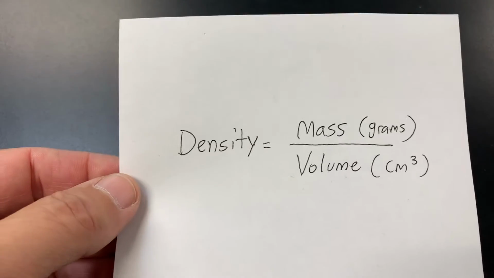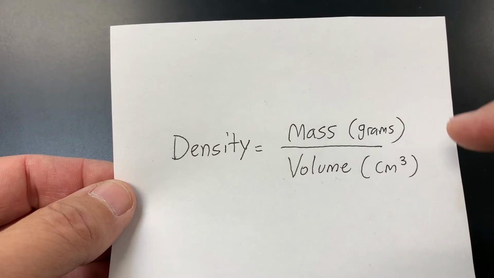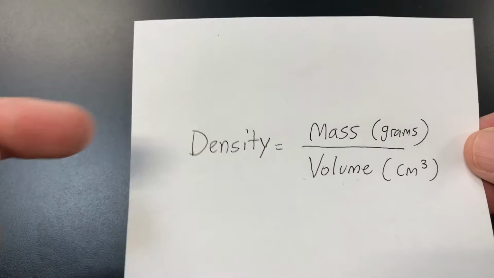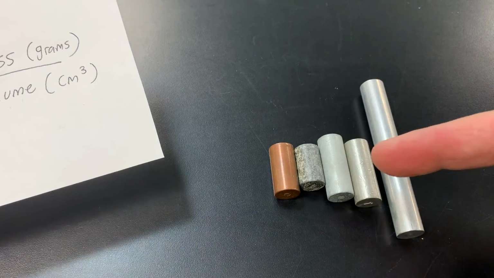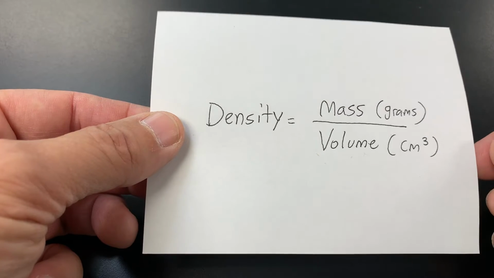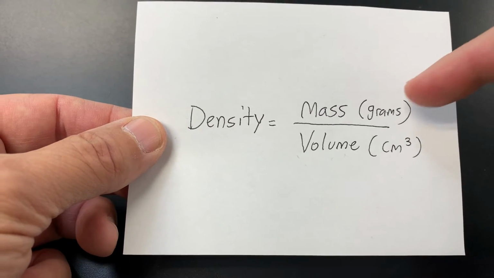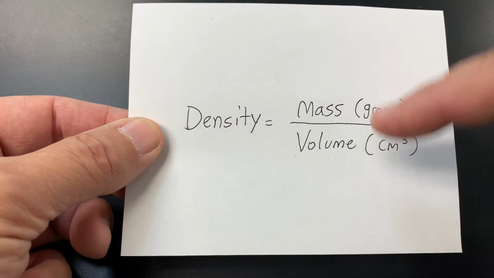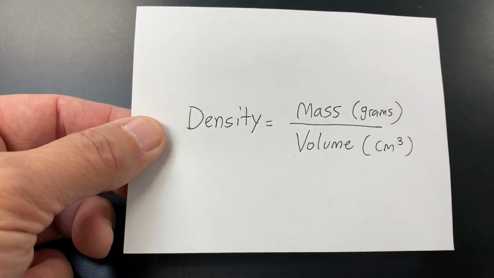Okay, so the question is, if the masses are all about the same and the volumes are all different, what does that do to the density? Do you think the density is the same for all of these? Or do you think the density might be different? Well, actually, because the masses are the same and the volumes are different, if either one of these is different, then the density is different. So the density of all of these metals are different.